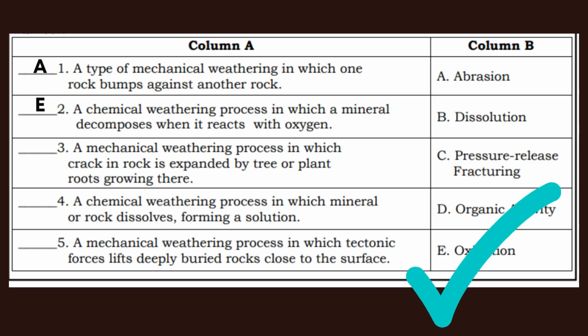Number 3, a mechanical weathering process in which a crack in rock is expanded by tree or plant roots growing there. The answer is letter D, organic activity. Number 4, a chemical weathering process in which mineral or rock dissolves, forming a solution. The answer is letter B, dissolution.